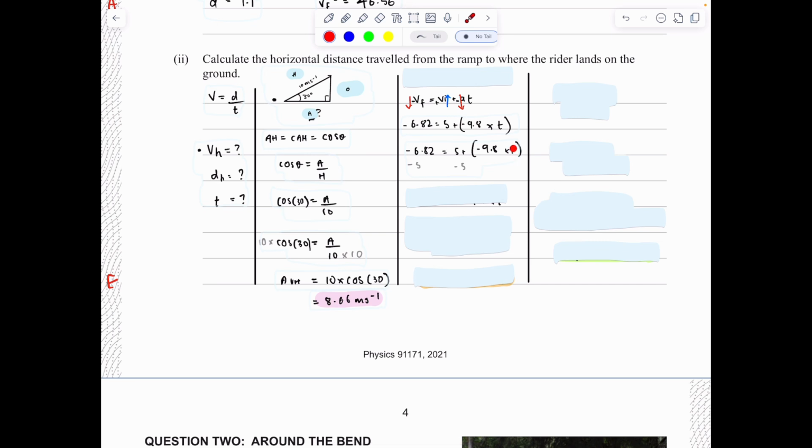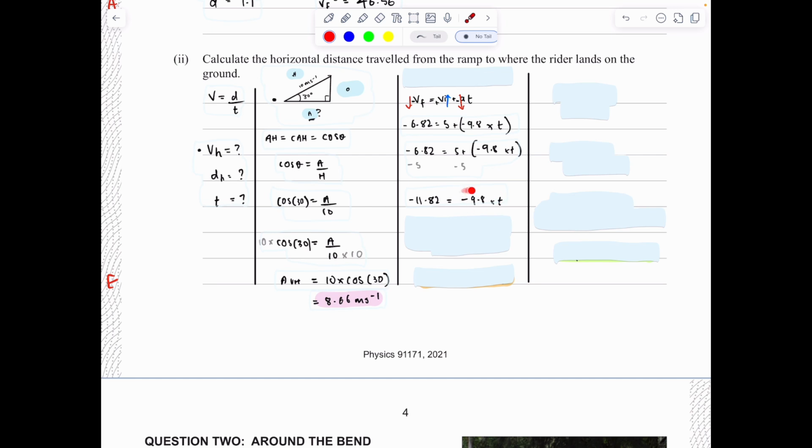Okay, let's see what we can do here. We want to get t all by itself. So let's focus on getting rid of things. I'm going to get rid of the 5 because it's outside of the brackets. It's the easiest thing to get rid of at the moment. So the opposite of plus 5 is minus 5. So I'm minusing 5 from this side. That means I minus 5 on this side. So negative 6.82 minus 5 equals negative 11.82.